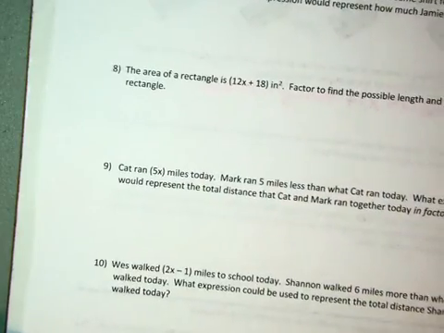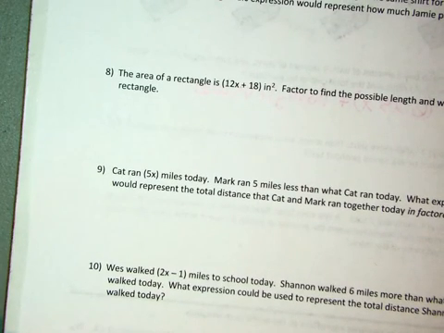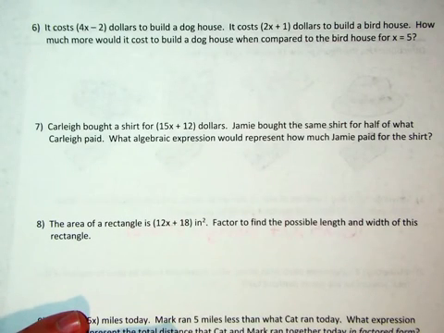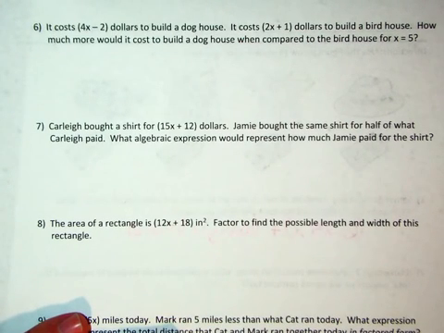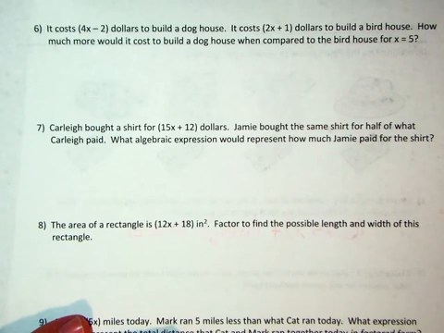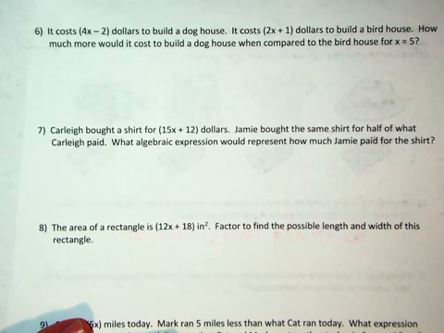Let's look at one more. How about number 6? Number 6 says, it costs 4x minus $2 to build a doghouse. It costs 2x plus $1 to build a birdhouse. How much more would it cost to build a doghouse when compared to the birdhouse for x equals 5? So essentially it gave us a value for x.